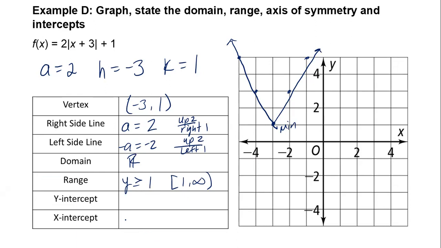Okay, my y-intercept. Did anyone find it? If you cannot see your y-intercept, that means you have to solve for your y-intercept. To solve for your y-intercept, we let x equal 0. So I plug in 0, we get 0 plus 3. 0 plus 3 is 3. 3 times 2 is 6 plus 1 is 7. So our y-intercept is at (0, 7). And then will I ever cross the x-axis? No, so NA, not applicable.